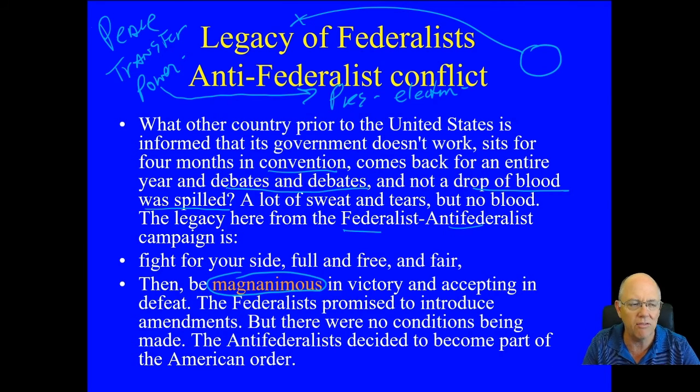We lost the vote on the Constitution. What do we do next? How do we fight? How do we resist? And Patrick Henry said, we do nothing. We support the Constitution. We support the government. And that's what we do. And that's very, very American, to come together in the face of a defeat in a political contest.